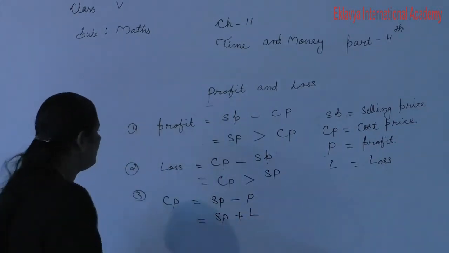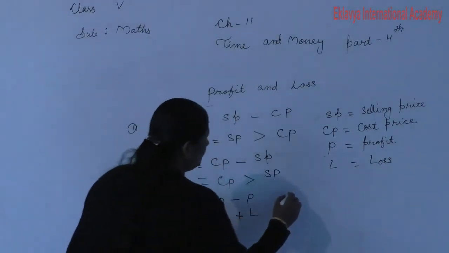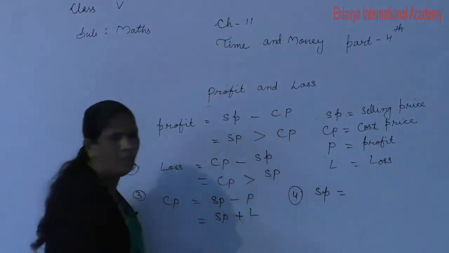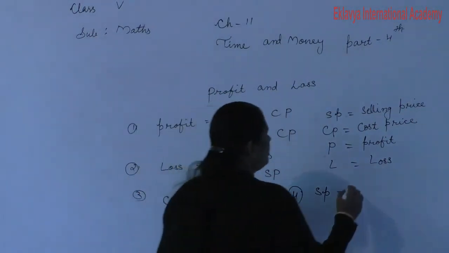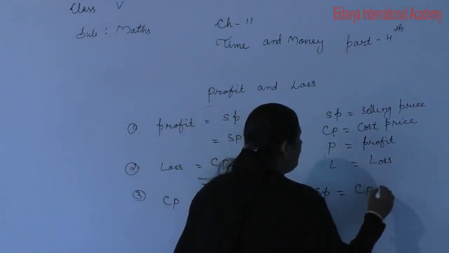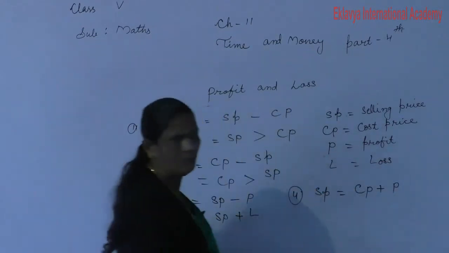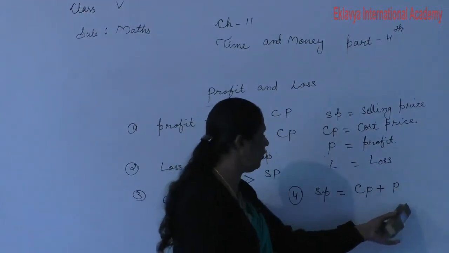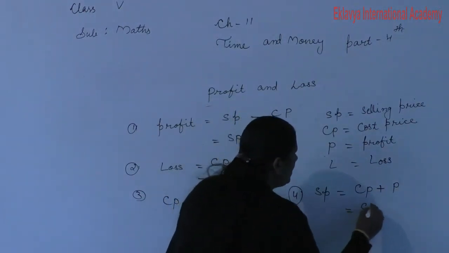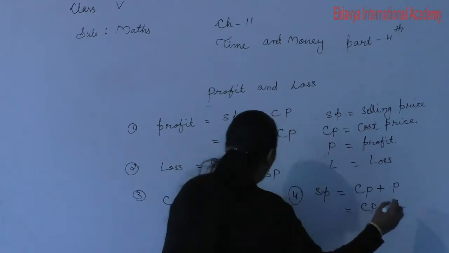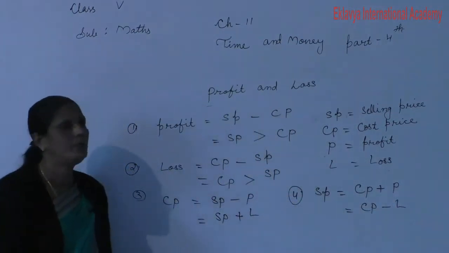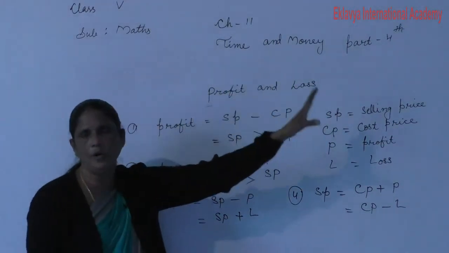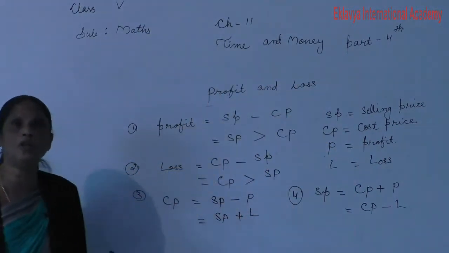Then the fourth formula: SP is equal to CP plus profit, or CP minus loss. There are four formulas we use in profit and loss, for finding the selling price or cost price.